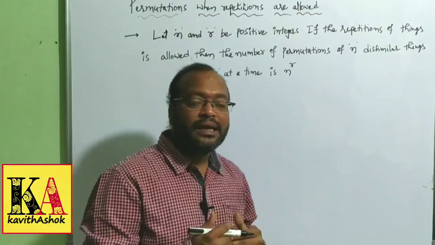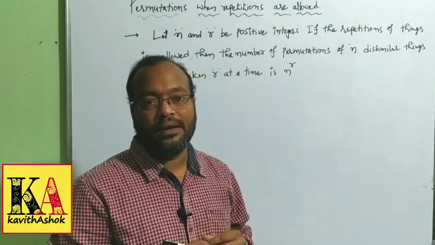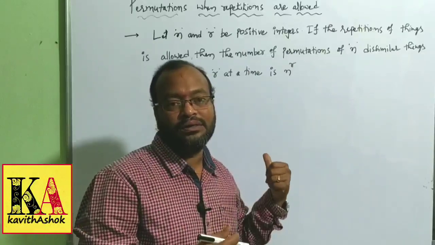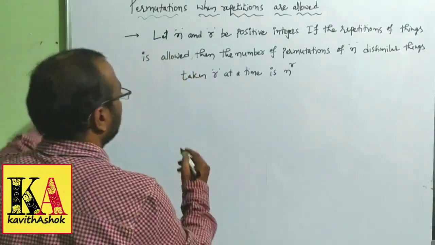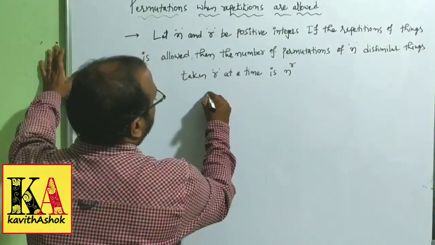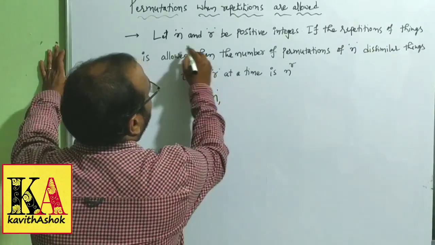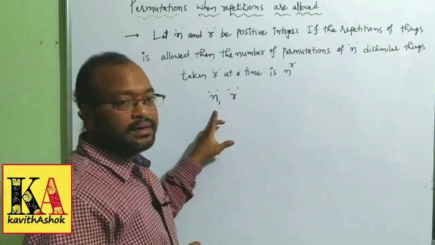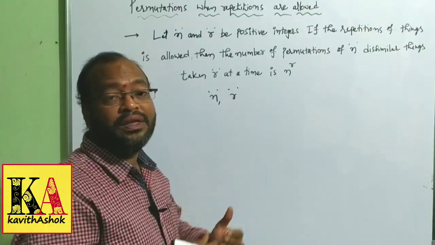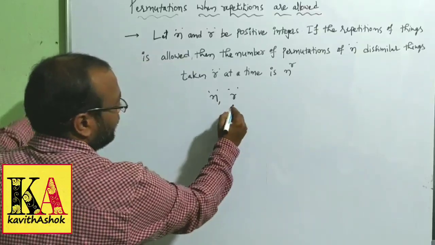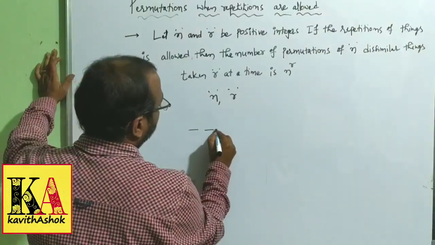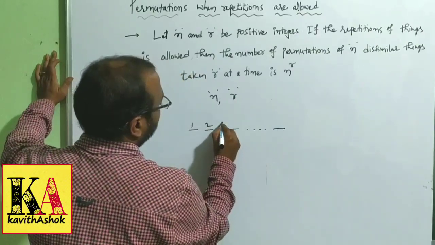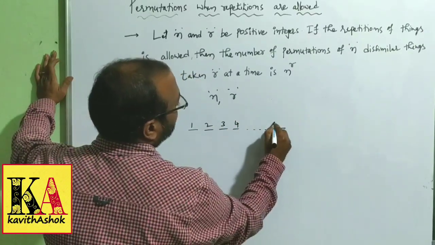Previously, we discussed nPr. Now it will become n power r. How it is converted, we will discuss. Look here. N dissimilar things are there. We want r number of things at a time. First, take r number of places: 1, 2, 3, 4, and so on. This is the rth place. First place, second place, third place, fourth place, and this is the rth place.